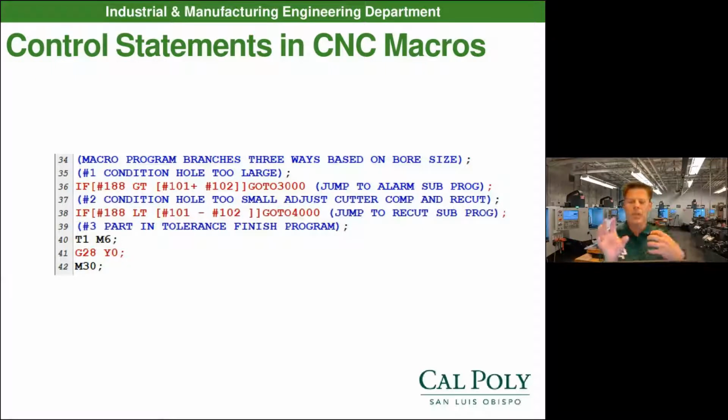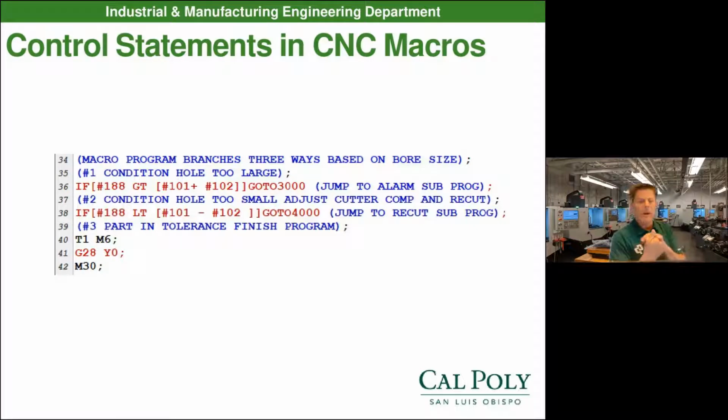Once it's machined, the macro program has to branch three ways based on the bore size in the center of the part. One way, if it's too big, it'll say hole too large. Can you make it? If you cut a hole too large, you can't re-weld it up and machine it. Well, you could, but we're not doing that. So it's got to jump to an alarm, right? Into a subprogram and call out an alarm, bore too big.